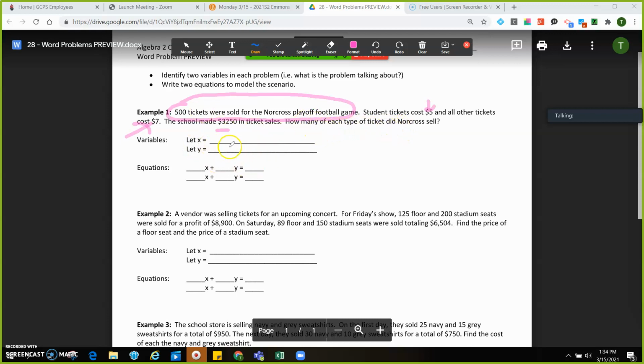Okay, so x is going to be the number of student tickets, and y is going to be the number of other tickets, which I assume are adult tickets, right? Okay, so we know that we're going to have 500 tickets, right? So we've got x plus y, 1x plus 1y equals 500 tickets in total. And then each student ticket cost $5, and each adult ticket cost $7, and they made $3,250.